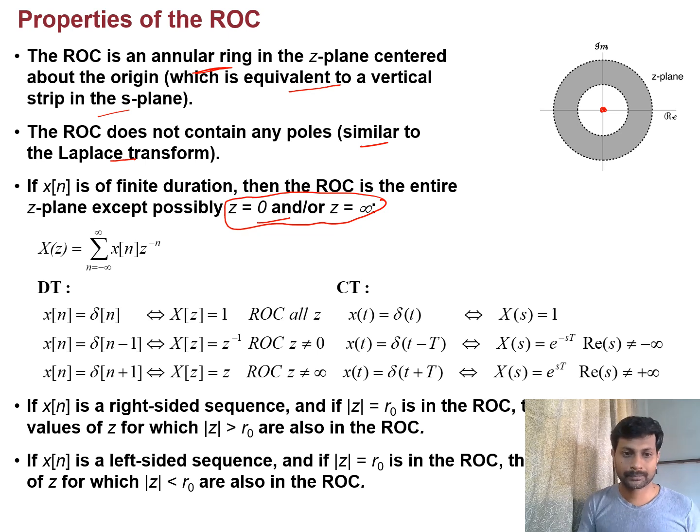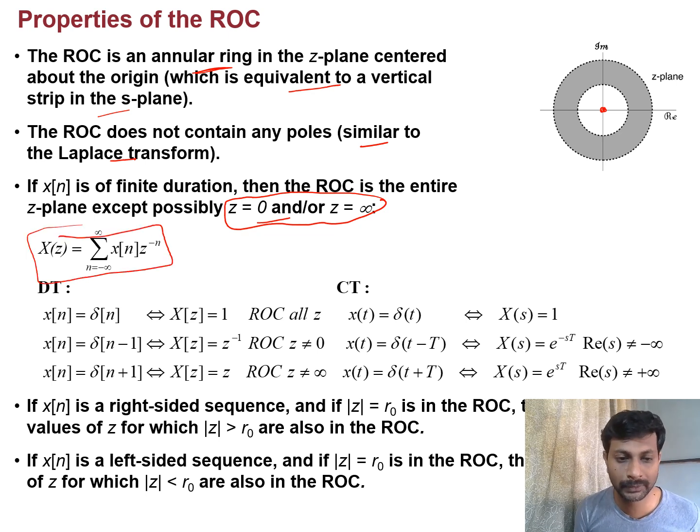Now consider that this is the Z transform formula, that is X(z) given by summation n equal to minus infinity to infinity x[n] z to the power of minus n. For the discrete time domain, what do we write? In square brackets, x[n] equal to delta[n]. For delta[n], the z transform will be 1. For delta[n minus 1], it will be z to the power minus 1. For x[n] equal to delta[n plus 1], it will be X(z) equal to z.